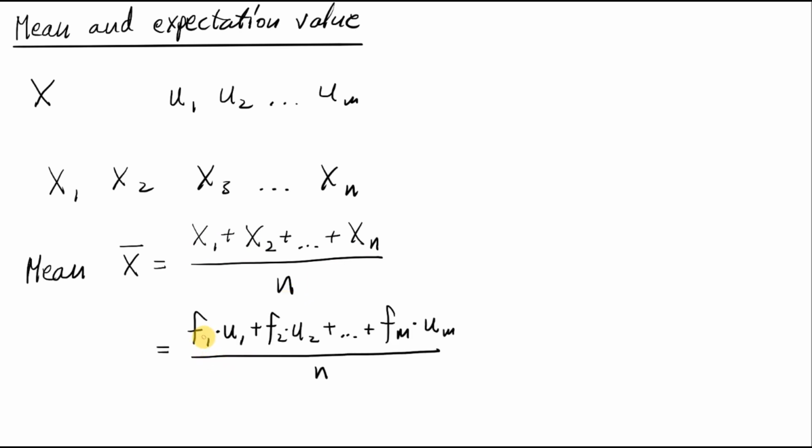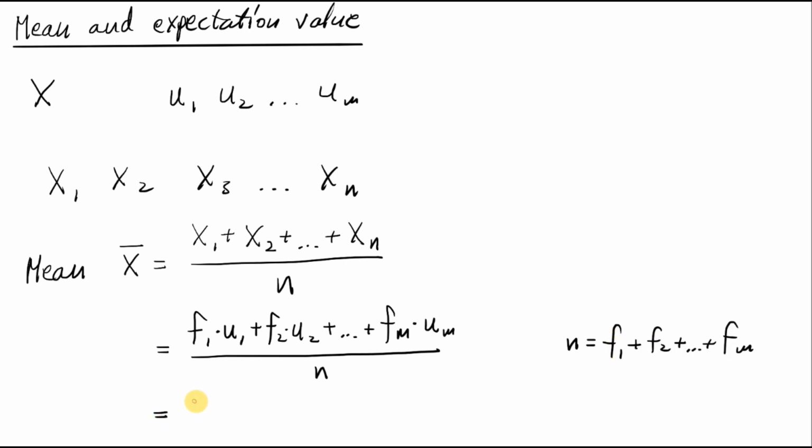An alternative formula for the mean is given by this one. And here f1, f2 and so on are frequencies. That is, f1 is the number of times outcome 1 happened. f2 is the number of times outcome 2 happened. And here n is just the sum of the frequencies.